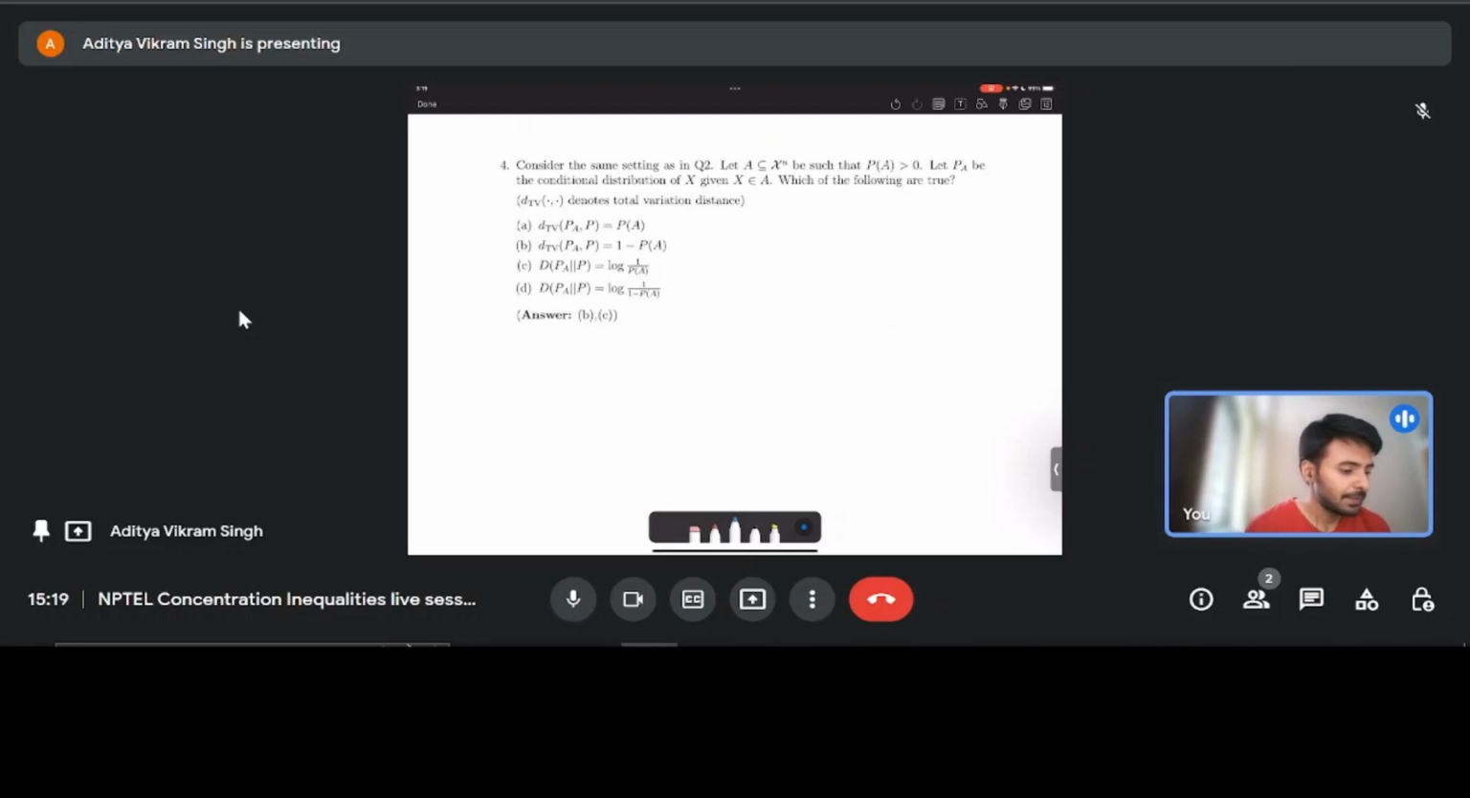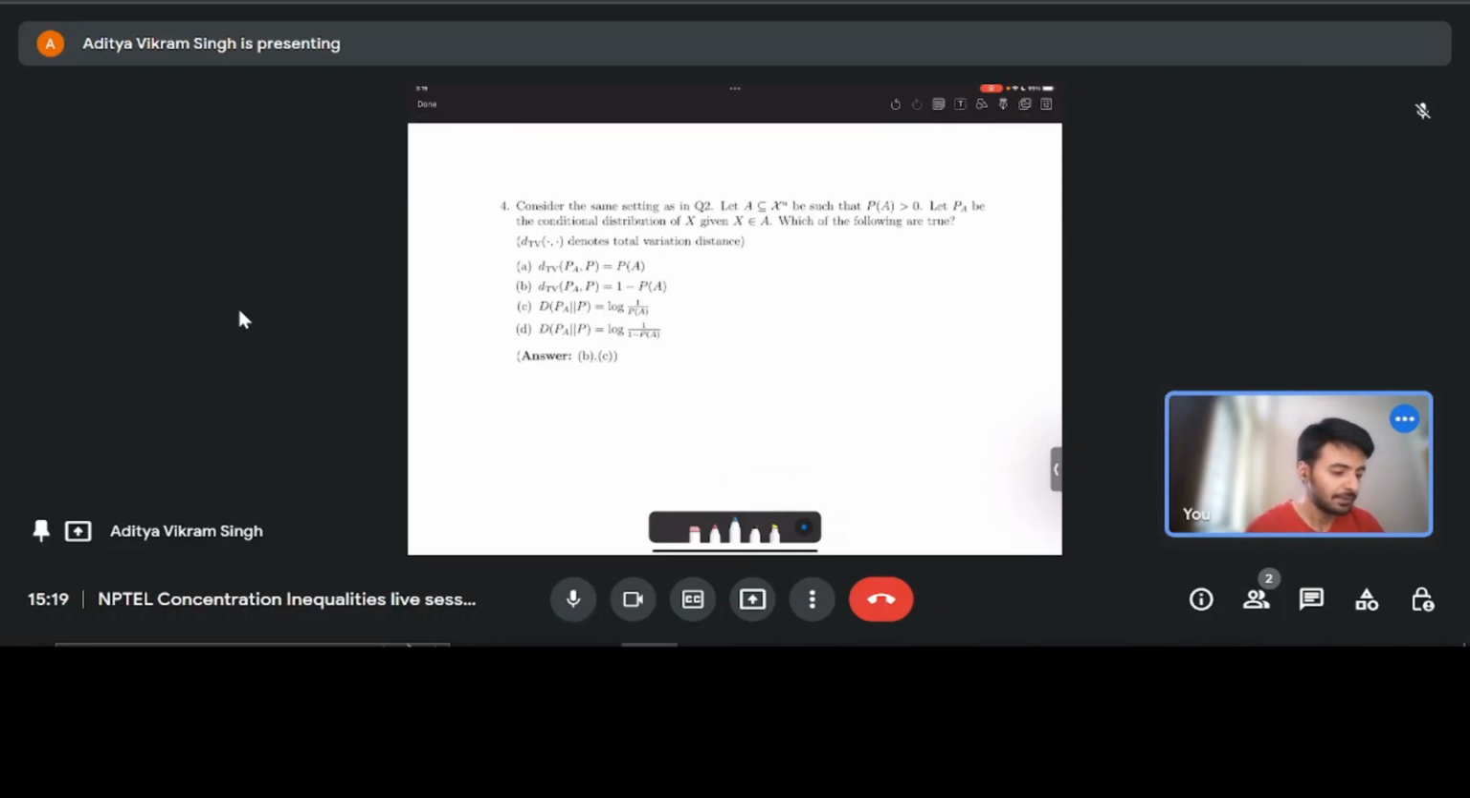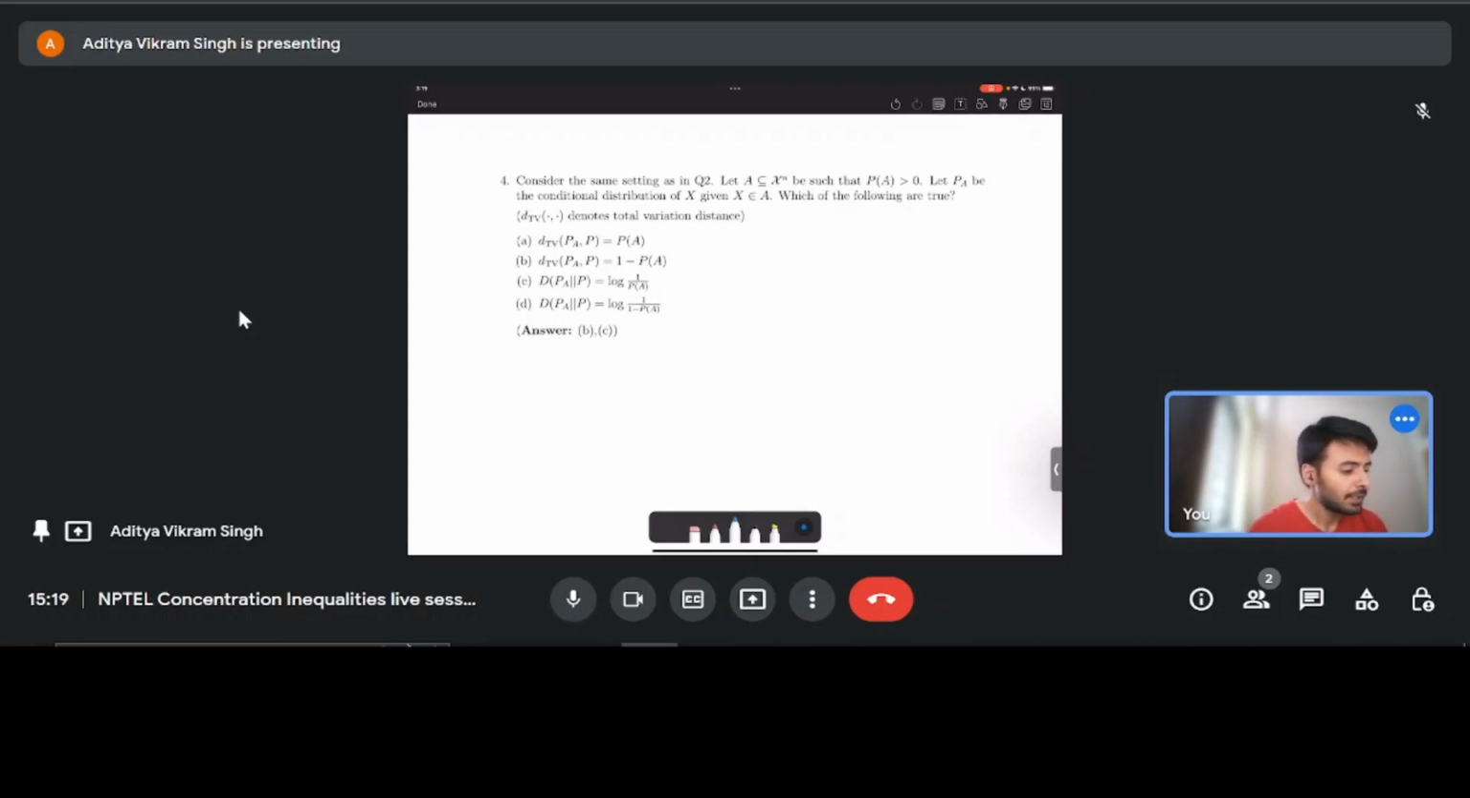So question number 4. Consider the same setting as in question 2. What was question 2? Okay, question 2 is what we saw just now. Question 2 and 3: Let A be a subset of script X to the n such that the probability of A is strictly greater than 0. And let PA be the conditional distribution of X given X belongs to A. That is why we needed this strict greater than 0 condition, so that we can condition on this event. Then which of the following are true?